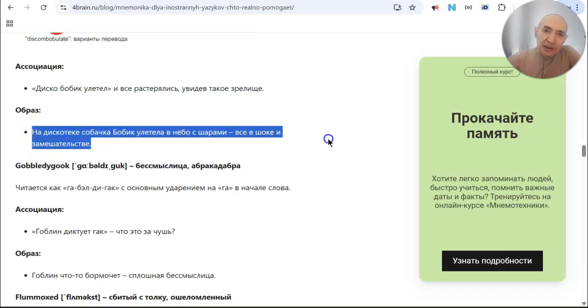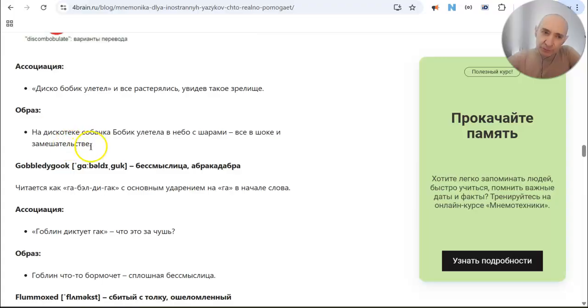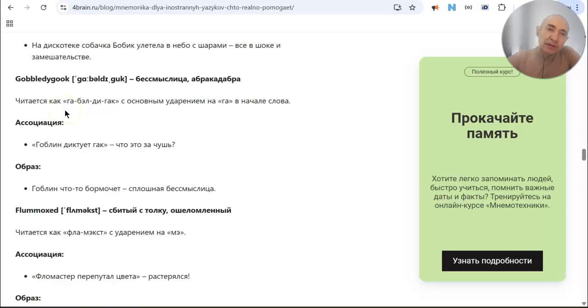На дискотеке собачка Бобик улетела в небо с шарами. Все в шоке и замешательстве. Замешательство means confusion. So, на дискотеке собачка Бобик улетела в небо с шарами. So, at the disco, a little dog, собачка, a little dog Bobik, flew away into the sky with balloons. Шарами, yeah? Шар, balloon. Шары, balloons. With balloons. Все в шоке, so everyone is in shock. И замешательстве, and confusion. Okay, so that's the image. And then we had another word.